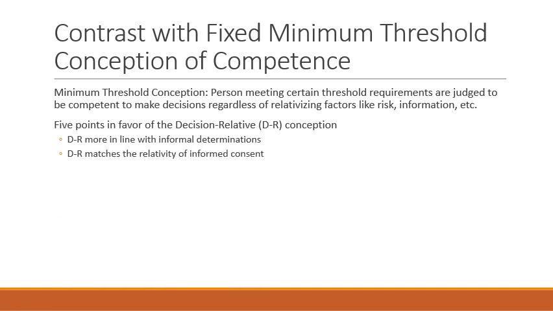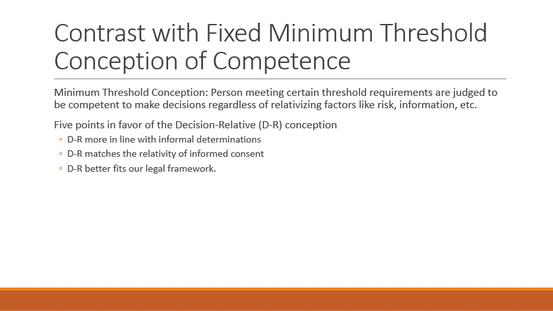DR also matches with the relativity of informed consent. So in other areas in healthcare where we talk about these kinds of things, informed consent seems to relativize based on risk or the amount of information required and so on, so that the riskier the procedure, the more information that we make sure the patients know about before we can say that they've been informed. So DR varies with information just like informed consent does, but minimum threshold does not.